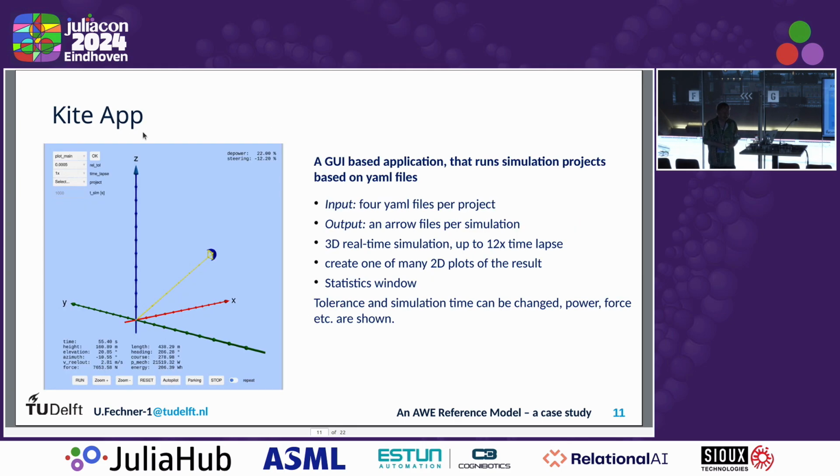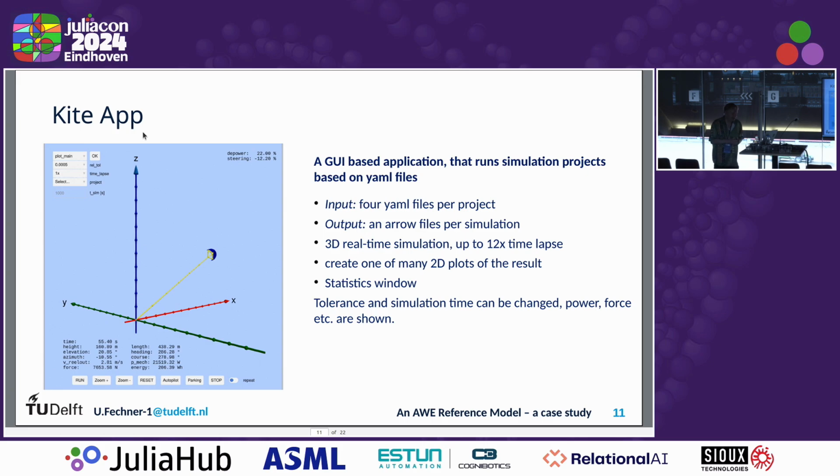So this is the kite app. I'm pretty happy about it. It has this input for YAML files per project. You can change the project using a GUI. Output is a log file in arrow format. Arrow format is very nice if you have large log files and want to be able to read and write them fast. Of course, you can convert them to CSV or data frame.